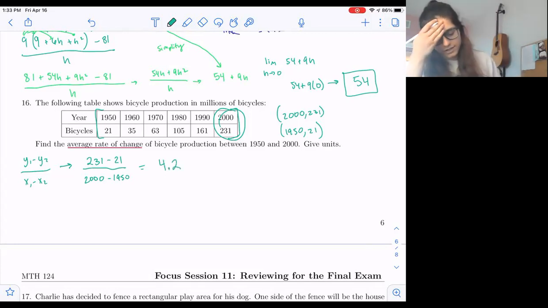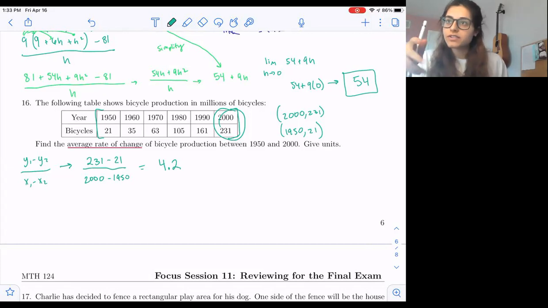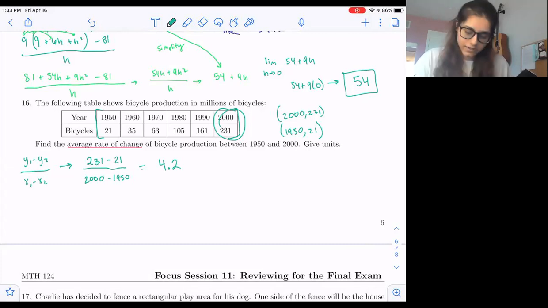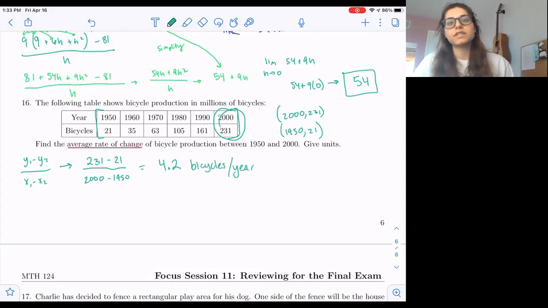So that is the average rate of change of bicycle production between those 2 years. The units, remember, average rate of change kind of has the same units as derivative. It's like a rate. So that's going to be your original unit divided by your t value, or like your t units, which was years. So we have bicycles per year. You can also think of it like we divided y by x. The units of y was bicycles. The units of x was years. Bicycles divided by years. Bicycles per year.